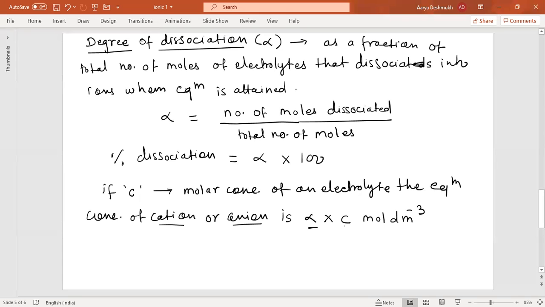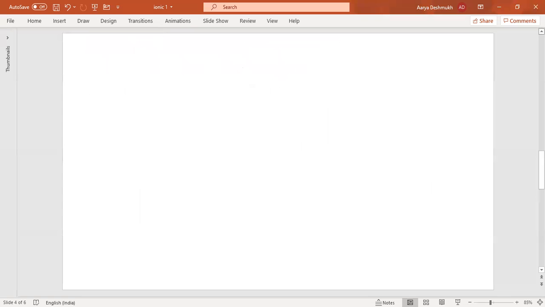Now, before proceeding further, we should know what is an acid and a base. How will you define acid and base? Different theories were put forth by different scientists. So first we'll start with the Arrhenius theory of acids and bases.